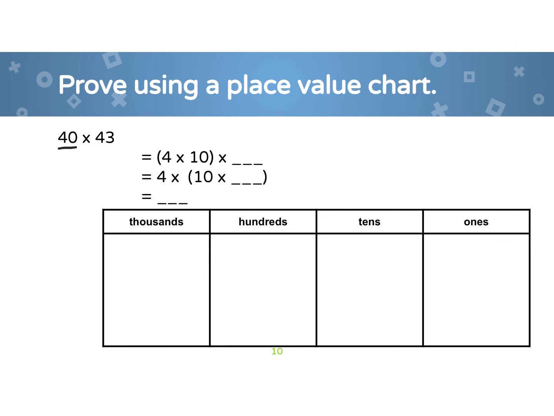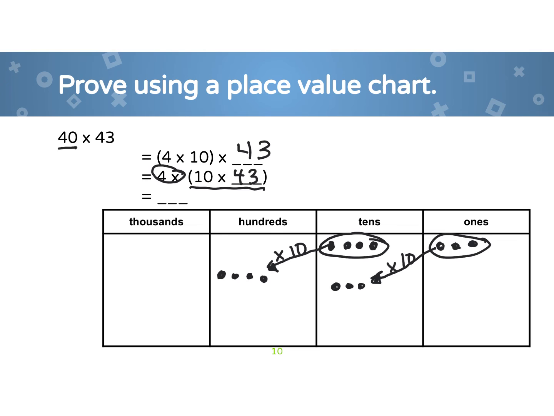So we take the 40 and break it apart into 4 times 10 times 43. Then we're going to regroup this and say 10 times 43, then times 4. I'm going to take this one and show it on my place value chart, and then I'm going to multiply it. My second step is to multiply it by 4, 4 groups, 4 times.